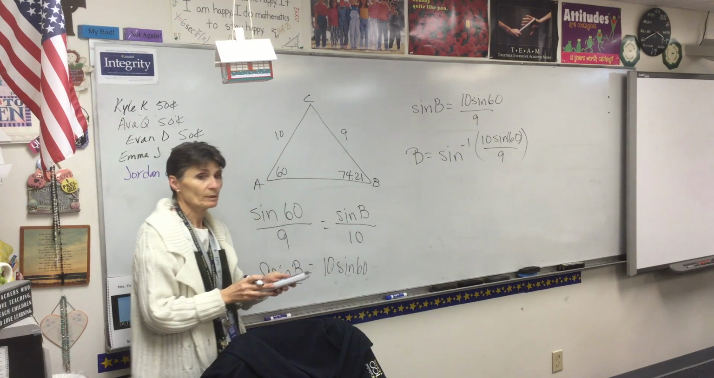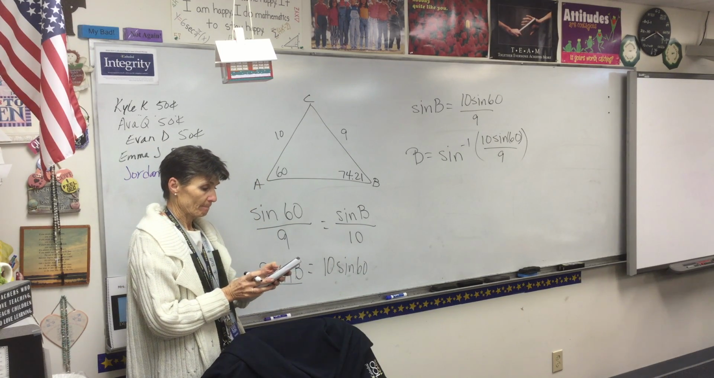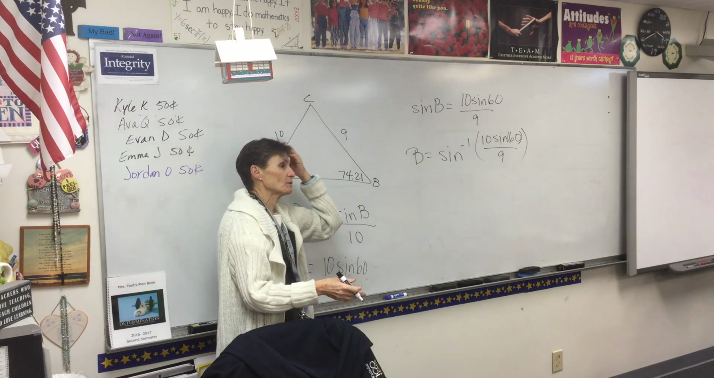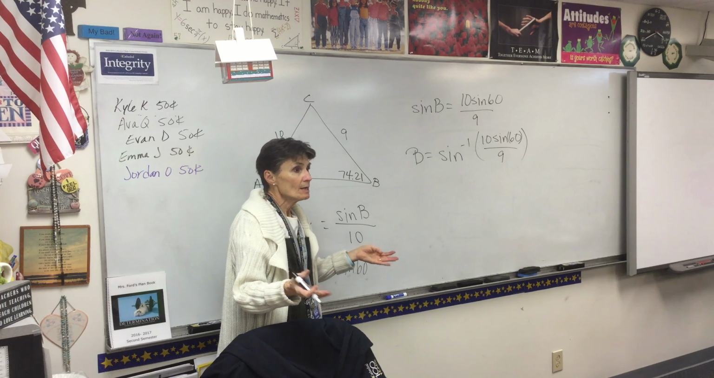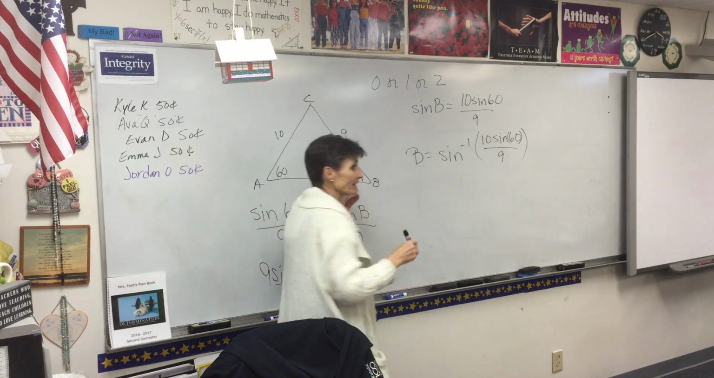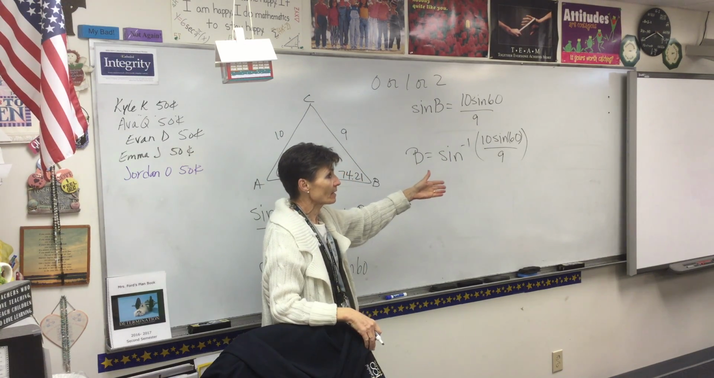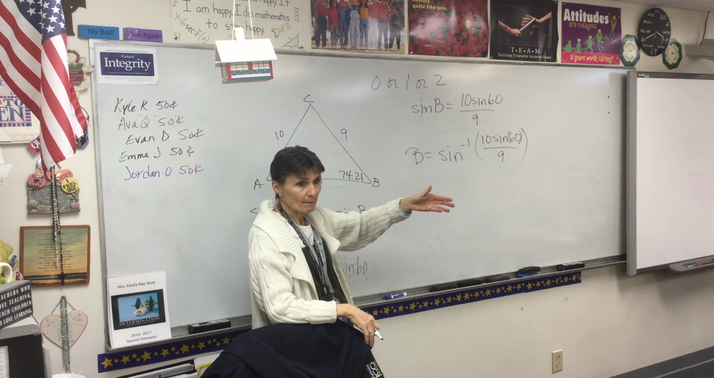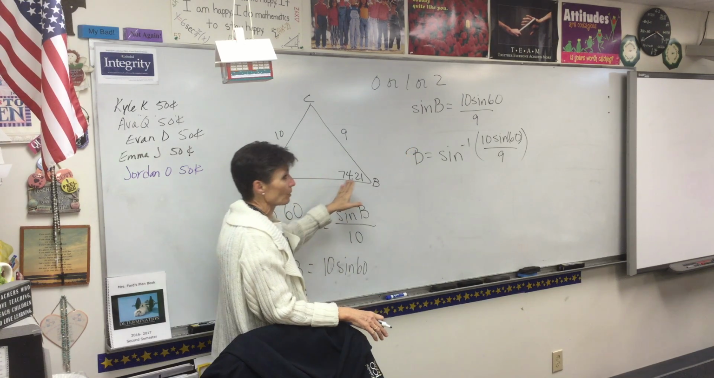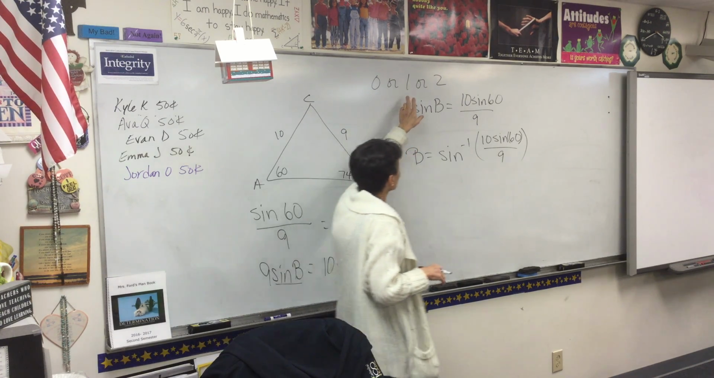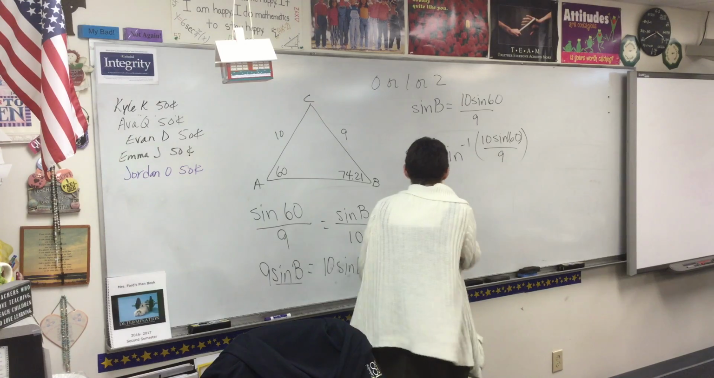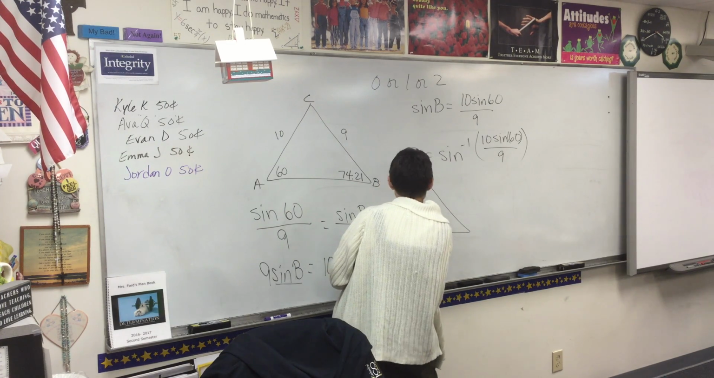Anybody else get 74.21? Now, remember, the directions were how many triangles are possible. So the answer is either 0 or 1 or 2. Now, we got an answer. Do you remember last time, sometimes it comes up error? When it comes up error, that means no solution, 0 triangles. We did not get an error, we got an answer. So now we don't know if this is the only one or if there's another one. So remember, we redraw the triangle.